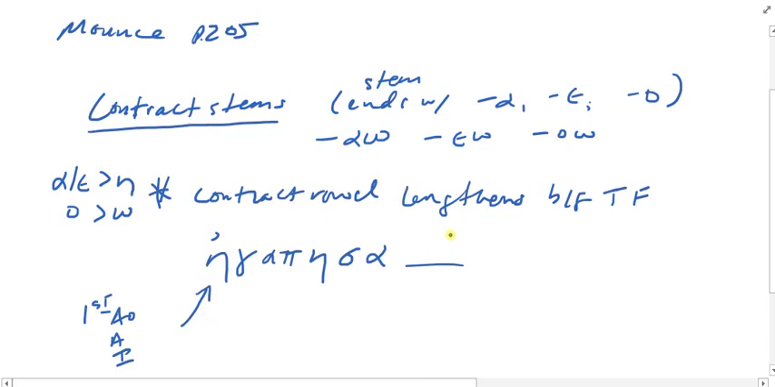How come intervocalic sigma doesn't happen here? Ah, good question. Good question.